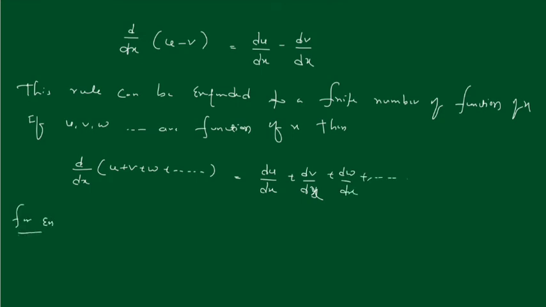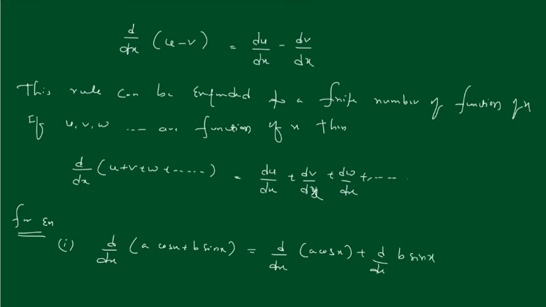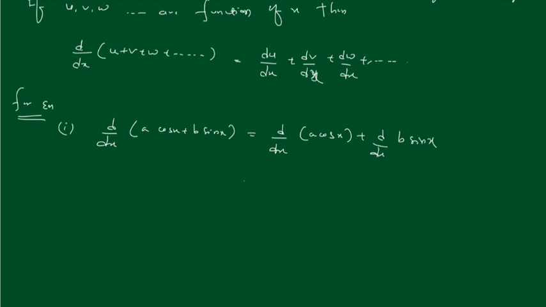For example, first one, d by dx of a cos x plus b sin x. So here d by dx of a cos x plus d by dx of b sin x, which is equal to a outside, cos x differentiation is minus sin x, plus b cos x. So here minus a sin x plus b cos x is the required solution.